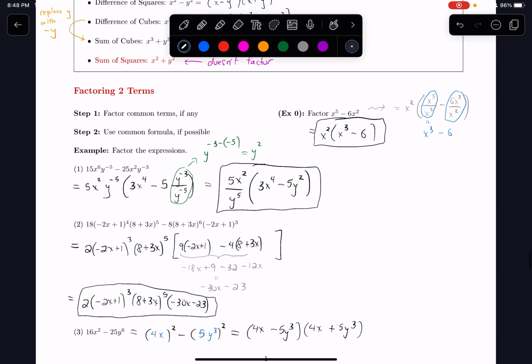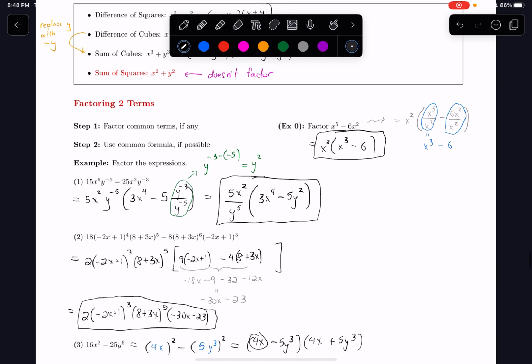And I should technically ask myself now, can either this parentheses or the thing in this parentheses be factored further? Well, 4x isn't a perfect square, because x is not a perfect square. It's not a perfect cube for sure. So I don't think there's anything more I can do with that. And similarly with this next parentheses term. So that's as far as I can take it.